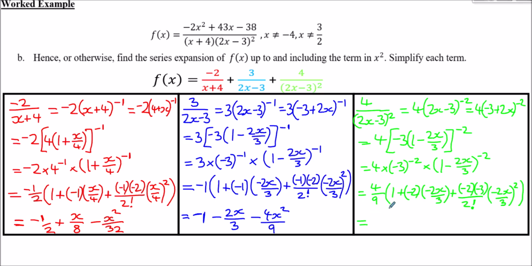Finally, expand out and neaten up. So 4/9 times 1 is obviously just 4/9. This one here, minus 2 times minus 2/3 gives us positive 4/3. 4/3 times 4 over 9. Trying to calculate, I don't believe it's going to give you 16 over 27. So I have 16x over 27.